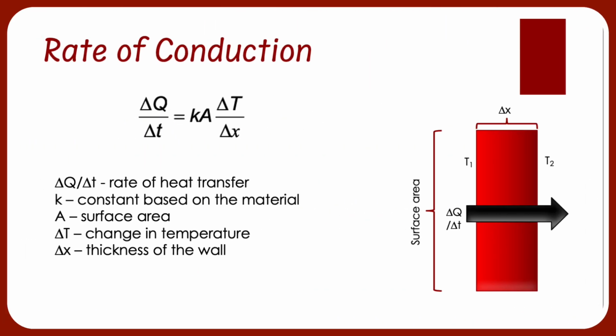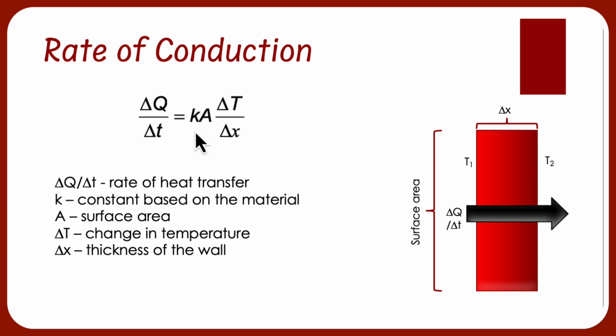Now, if we want to talk about the rate of conduction, we can be a little bit more sophisticated. So here's an equation that we have in our data booklet. Change in Q over change in time. Well, we know Q stands for heat. So this would be standing for the rate at which heat was transferred. Because remember, anything divided by t is per time, or the rate of.